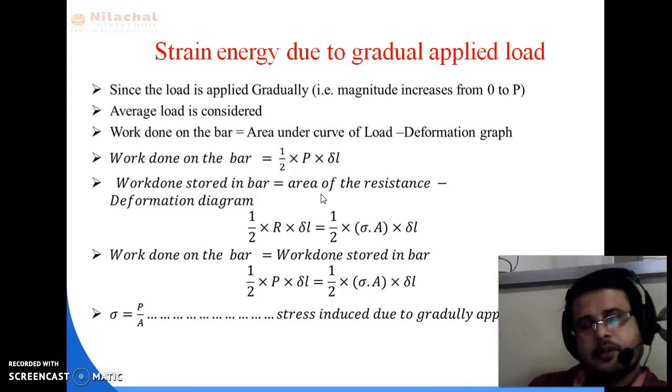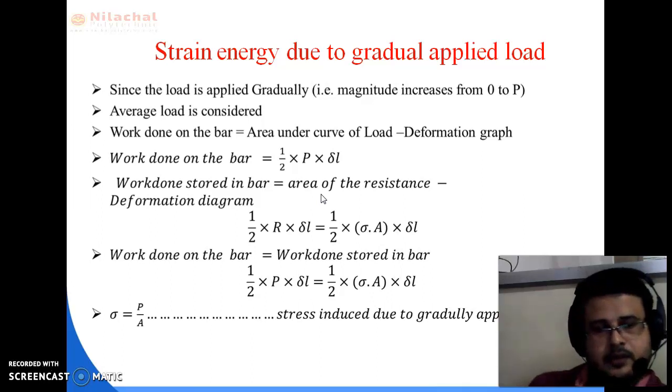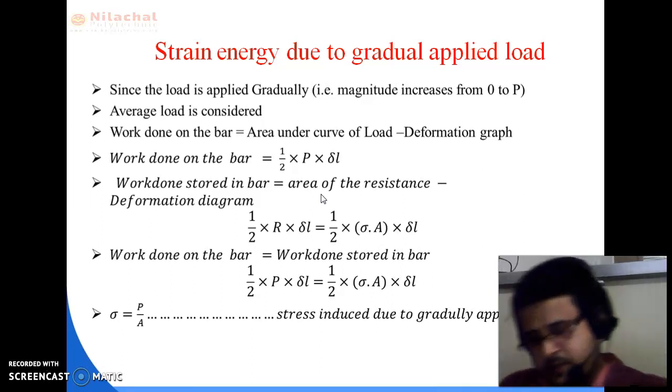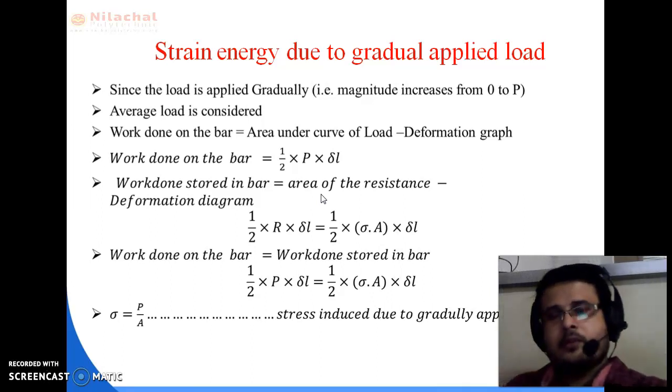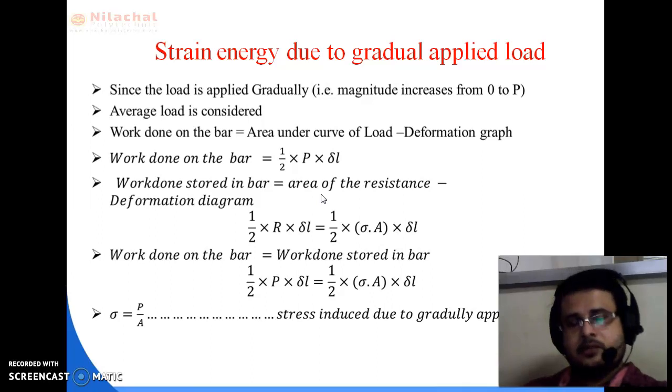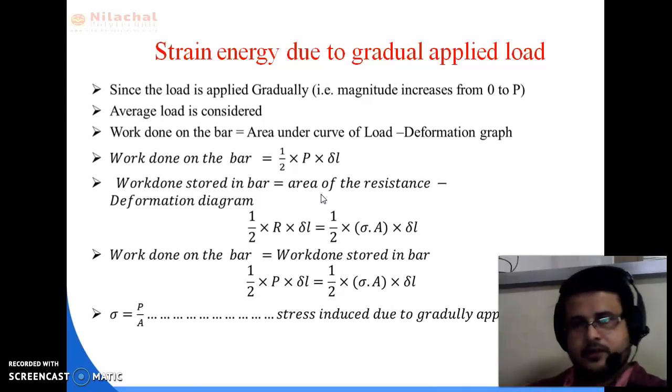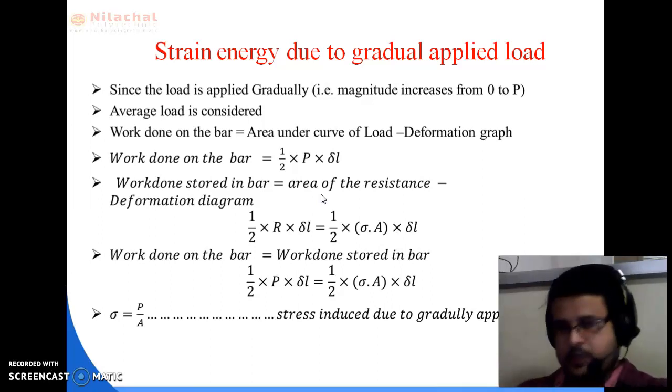Here in this video, I am going to explain about the stresses calculated during the gradual applied load upon the material, strain energy produced due to suddenly applied load, and the stress produced during the impact load. First of all, we are going to study how to calculate the stress during the gradually applied load.